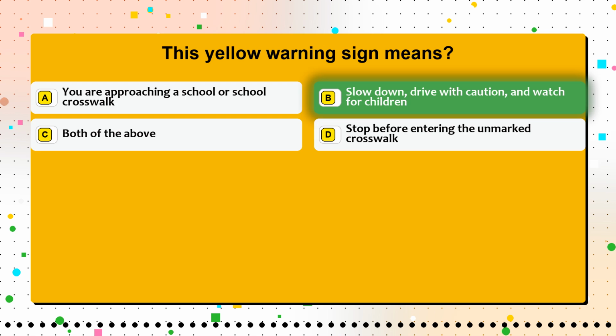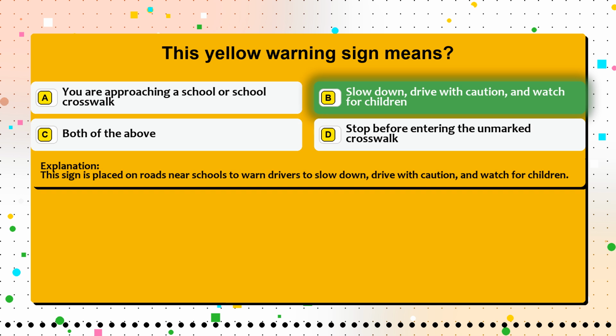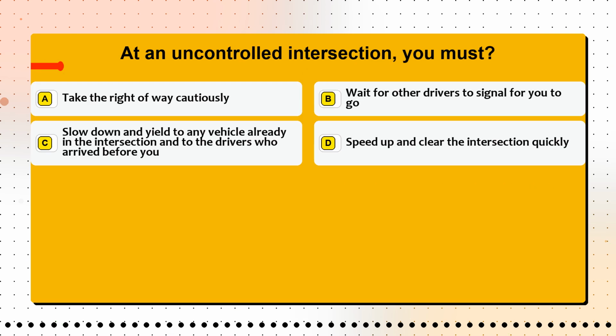The correct answer is option B, slow down, drive with caution, and watch for children. This sign is placed on roads near schools to warn drivers to slow down, drive with caution, and watch for children. Question 11. At an uncontrolled intersection, you must?